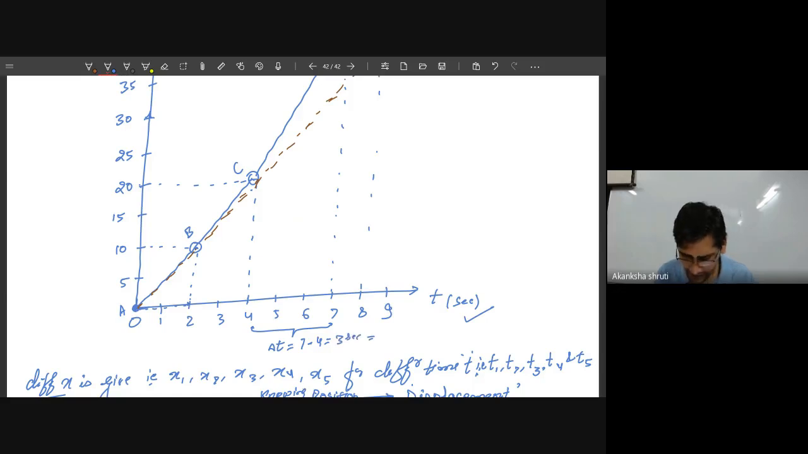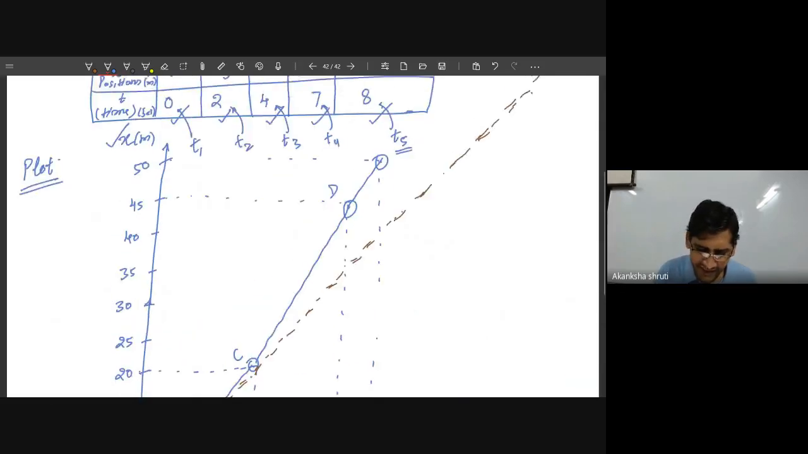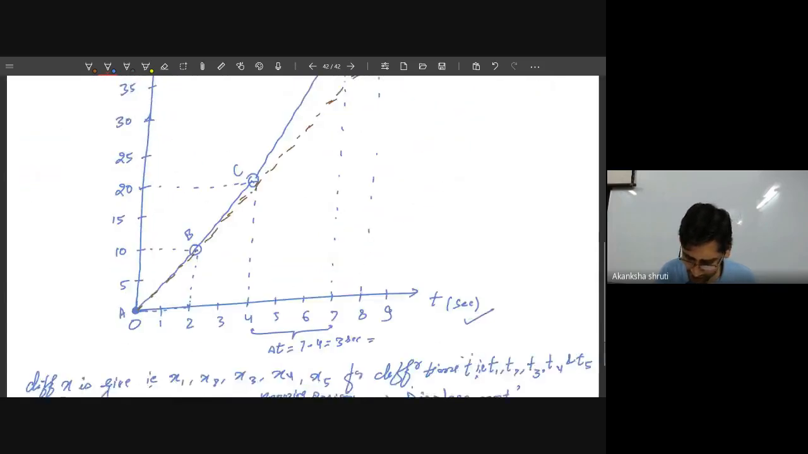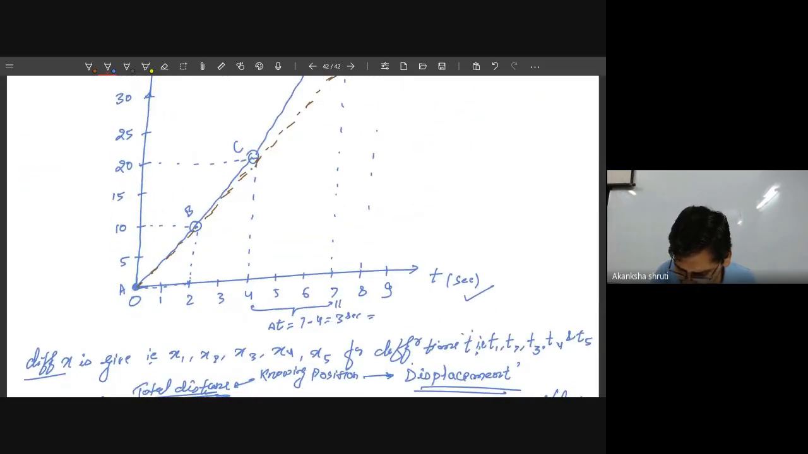So how is this calculated? This 7 seconds is nothing but our t4, and this 4 seconds is our t3. So this time interval is nothing but t4 minus t3. It may be asked for you as t2 minus t1. Any interval may be asked. Even it may be asked from 4 to 6. Don't worry about that. So this is the time interval that we have taken.